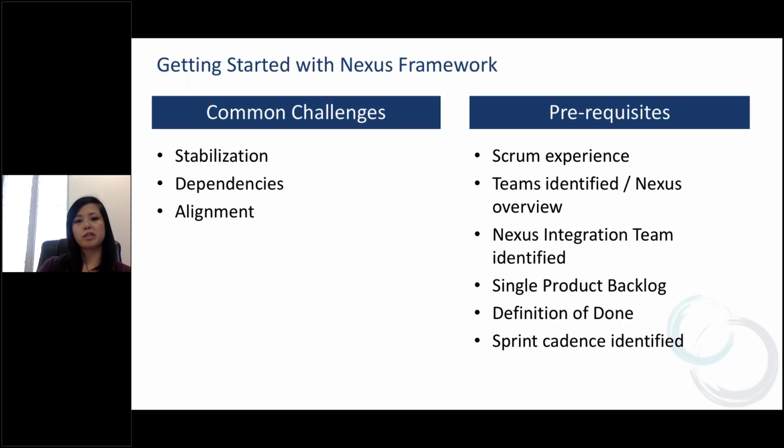Think about the definition of done at the Nexus level, right? What is it at the product level? What is it at the team level? And get into a sprint cadence that you can agree on. Those prerequisites are actually pretty simple. So we have different case studies where there were teams that were using Scrum, and they understood Scrum, got a very quick lesson in Nexus, and were able to start there. So that's something to think about if you're starting to scale.